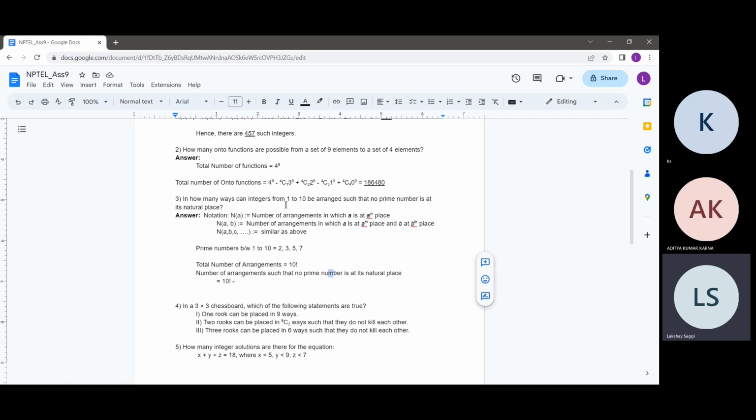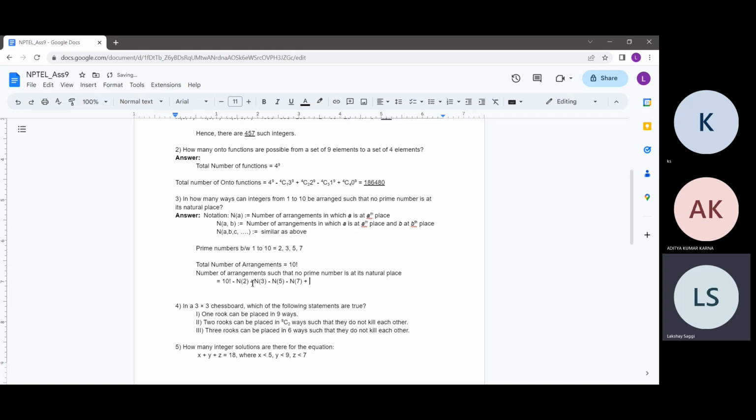So what I want is the number of arrangements in which 2 is not at the second place, 3 is not at the third place, 5 is not at the fifth place, and 7 is not at the seventh place. So I'll just piece by piece subtract these. From the total number of ways, I don't want 2 to be at its natural place. So n of 2 will be the number of arrangements in which 2 is at the second place. When n of 2 is subtracted from 10 factorial, it will give me the number of ways in which 2 is not at the second place. Similarly, I'll subtract n of 3 also, and similarly n of 5 and n of 7.